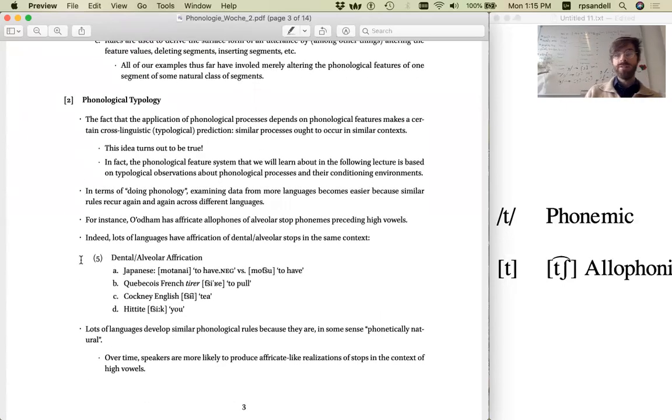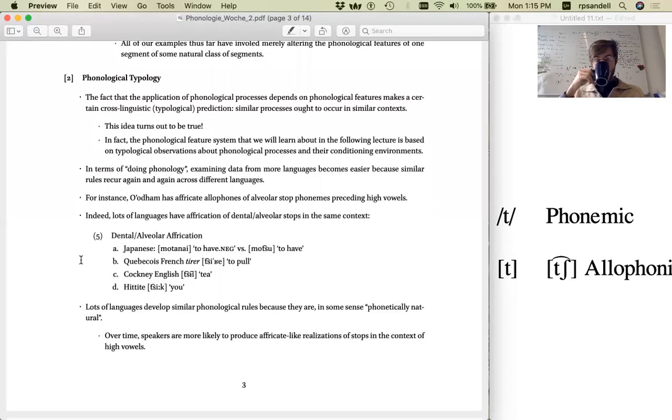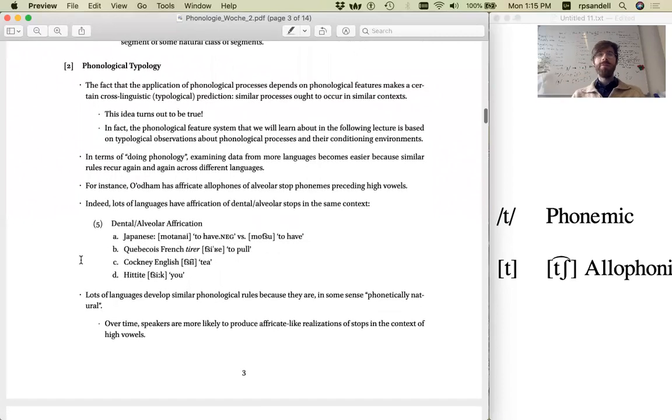And this particular process that we've seen in the Ordam language, where we see this affrication of alveolar stop phonemes preceding high vowels, is something that indeed is found in many different languages. Knowing this fact, having seen a process like this in the Ordam language, makes doing phonology with other languages easier. Once you've seen a process a few times, then you come to expect that such a process would be entirely possible in other languages.